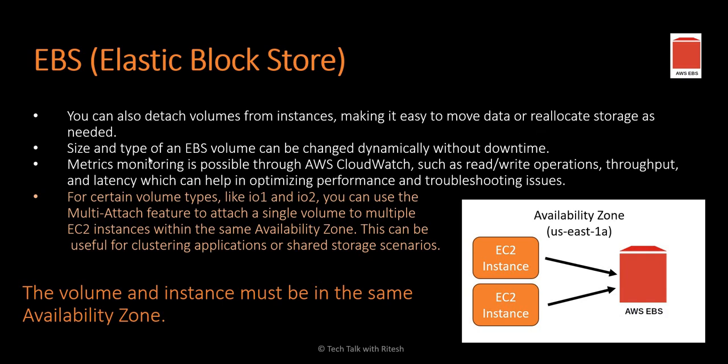So for example, I have an EC2 instance, I have created another EBS volume, and the data is there. I can detach it from that server, and then attach it to another EC2 instance. That is possible. The size and type of an EBS volume can be changed dynamically without downtime. For example, right now my EBS volume is 2 GB and I want to increase it to 8 GB. That is doable, I can change it.